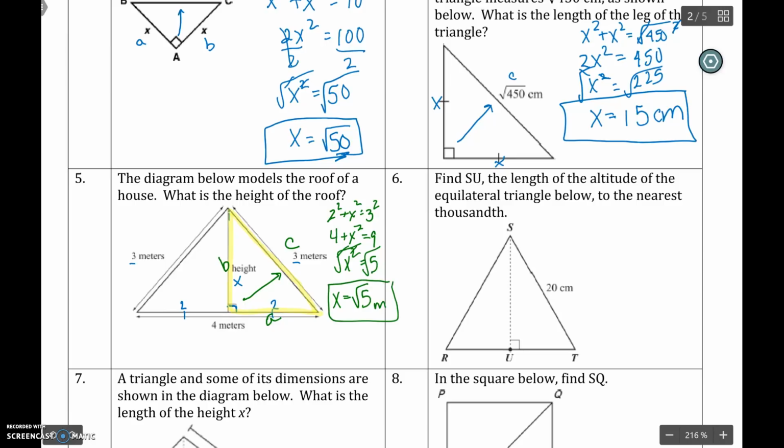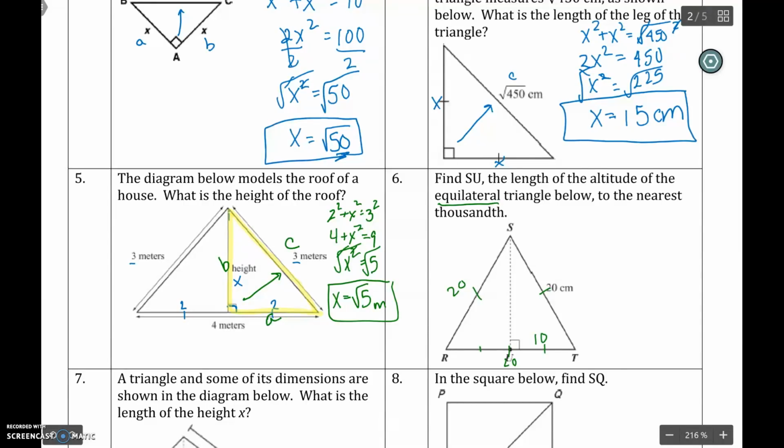Same thing is happening on number 6, because they're telling us this is an equilateral triangle, which means that this would be 20, 20, and 20 all the way around. Okay, and that would mean that because we're drawing the altitude in there, it's going to bisect the side on the bottom and make it 10.